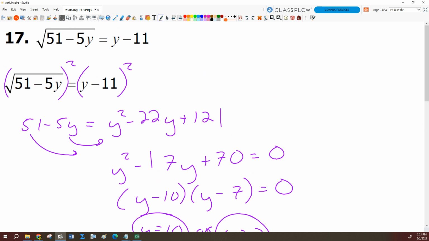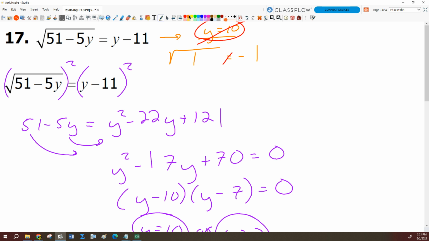If I plug those in, let's try y equals 10. So that would give us square root of 51 minus 50. So the square root of 1 equals 10 minus 11, negative 1. True or false? False. So that's telling us that one is not a solution. Let's try the other one.